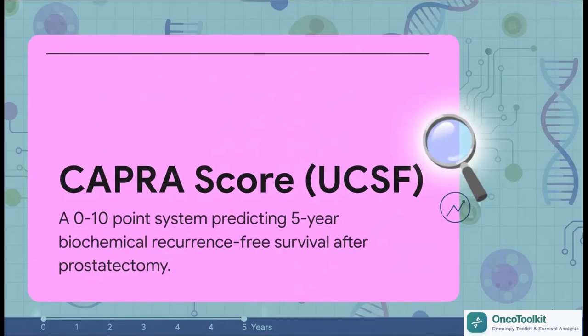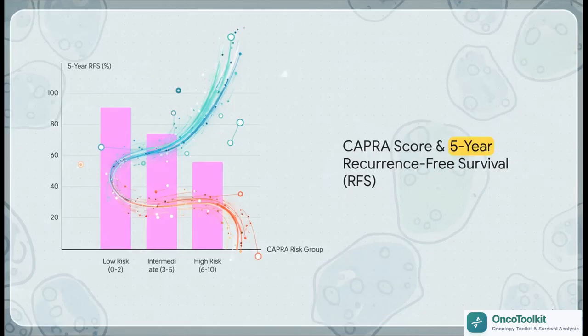Okay, now let's add another layer of detail with the CAPRA score from UCSF. This is a really cool, validated 0 to 10-point system, and it has a very specific job. It predicts the 5-year probability of biochemical recurrence-free survival. In other words, the chances the cancer doesn't come back based on PSA levels, specifically after a patient has had a prostatectomy. And this chart right here just visualizes the incredible prognostic power of this score.